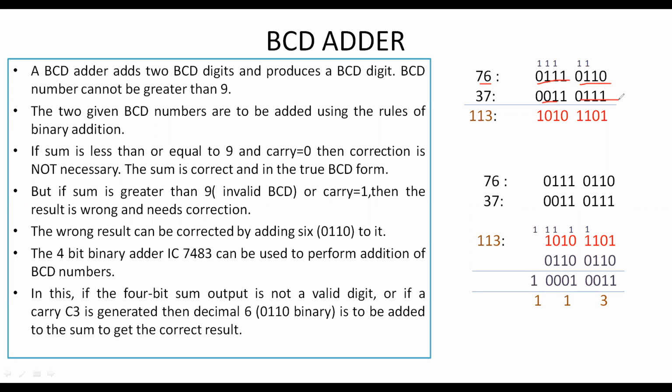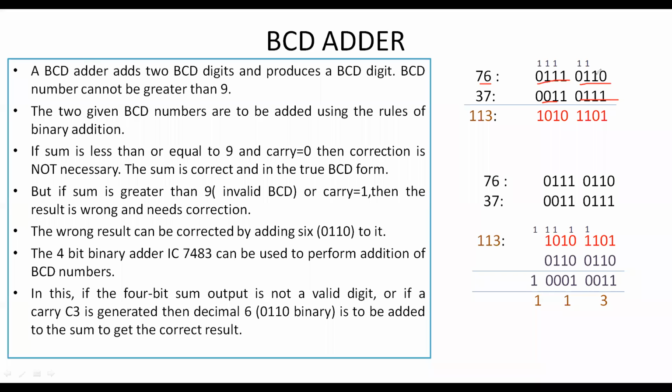Now we are performing the addition of BCD. In the BCD addition of two numbers, each and every digit is represented in BCD: 6 is represented in BCD, 7 is represented in BCD, again 7 is represented in BCD, and 3 is represented in BCD. Now I am performing the binary addition.